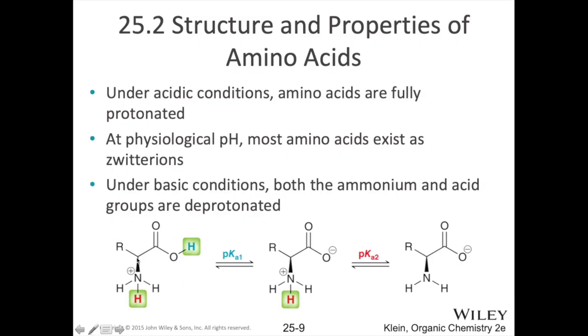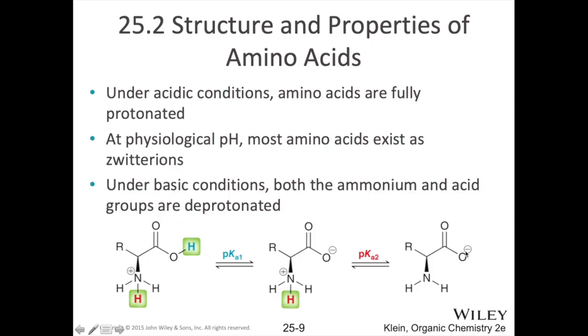Now, under basic conditions, where you have a shortage of protons, the reverse happens. Your ammonium ion is down to the neutral amine, right? You don't have that extra proton. But in addition to that, our carboxylic acid group is also deprotonated to give us a carboxylate ion. And so now notice that our amino acid has an overall negative charge.